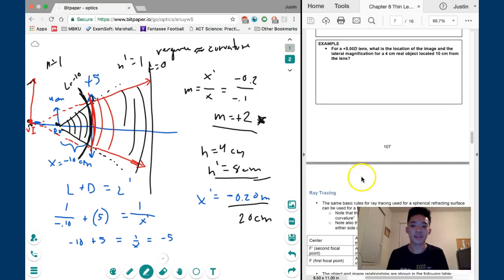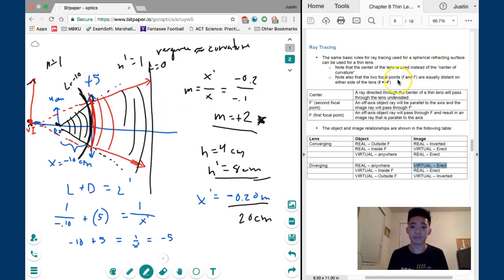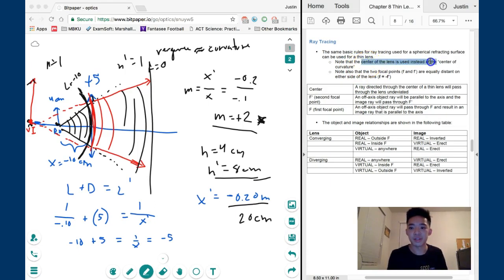And then for ray tracing, the same rules apply for a thin lens. I have a video on that if you haven't watched it. I deconstructed the ray tracing to hopefully visualize it a little better. And the center of the lens is used instead of the center of curvature, like the center of the resultant lens.